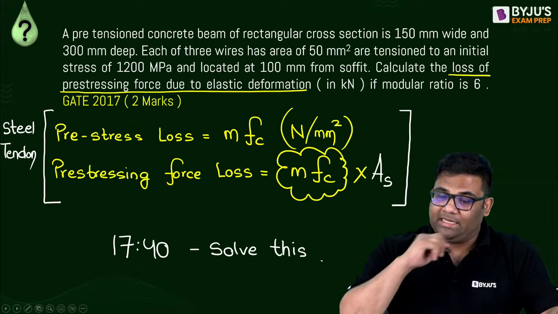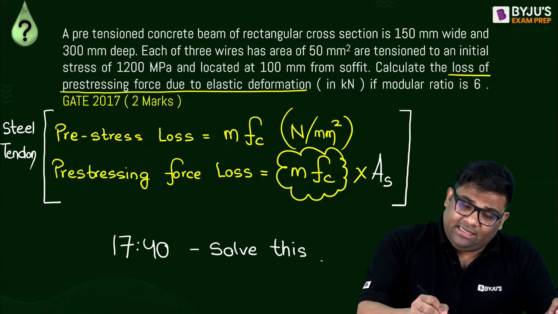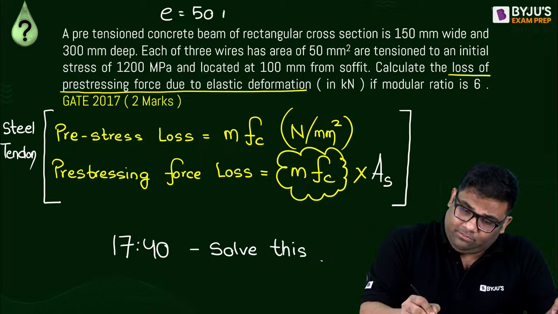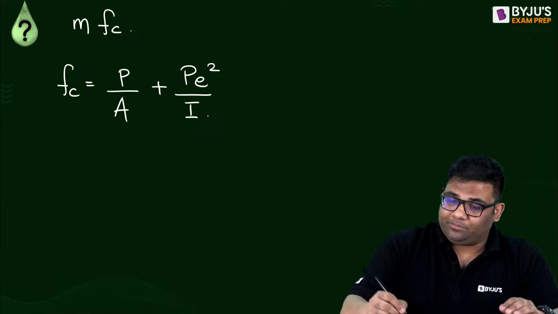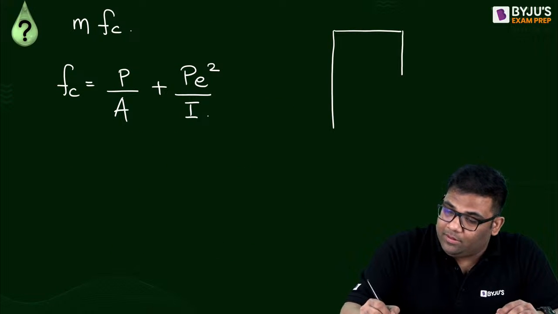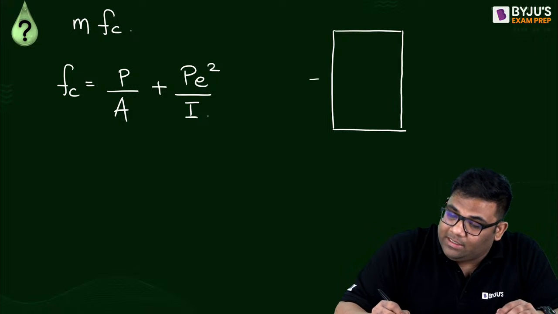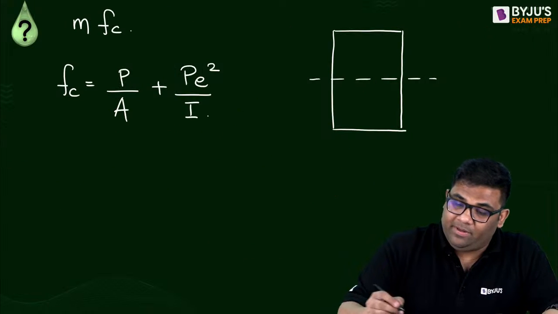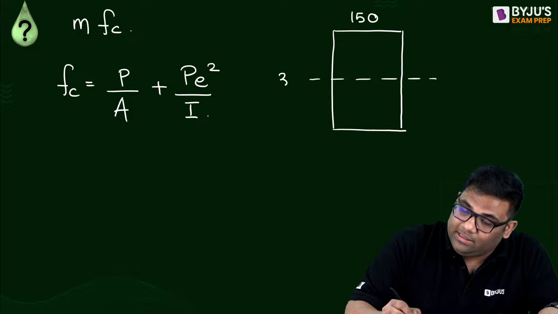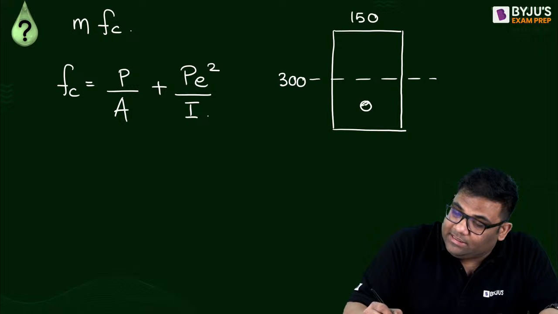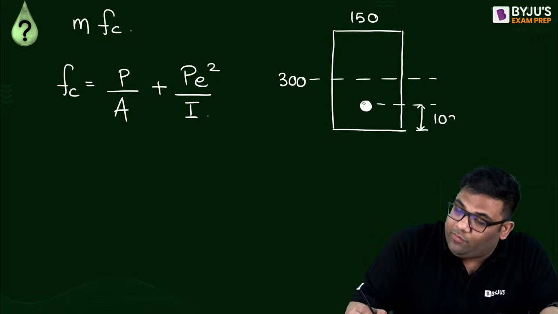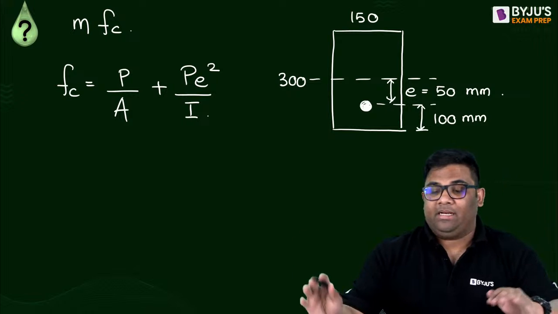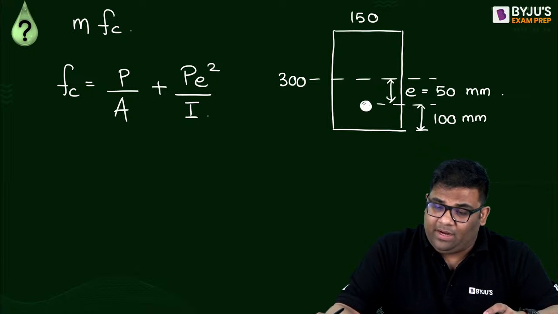Now, as per the question, what is the eccentricity? The eccentricity is 50 mm only, right? It is the same as the previous question. This is your concrete beam, 150 into 300. It is given that the tendon is at a distance of 100 mm from the soffit. So the eccentricity here is still 50 mm. Very nice. So e we got.